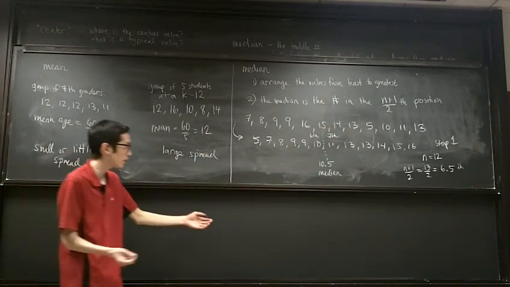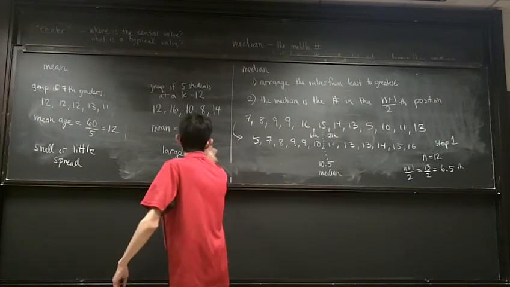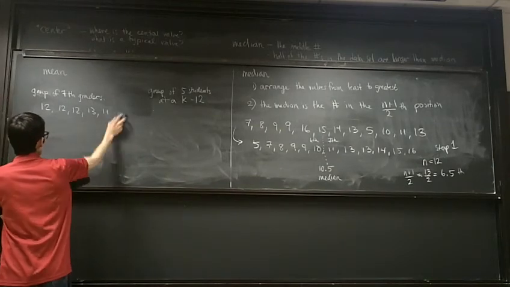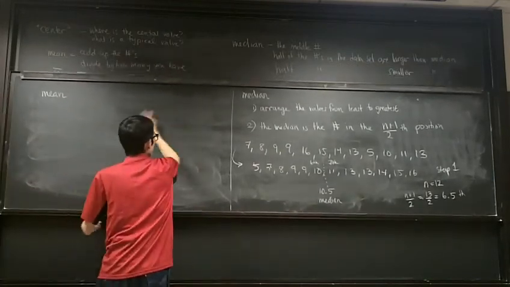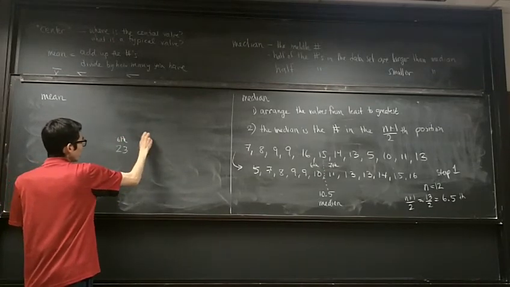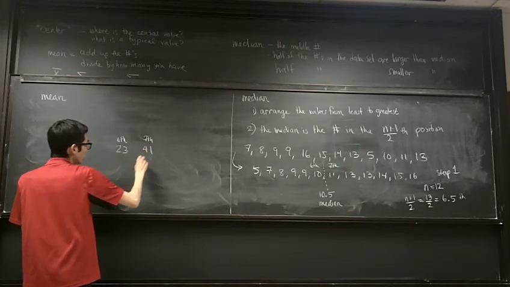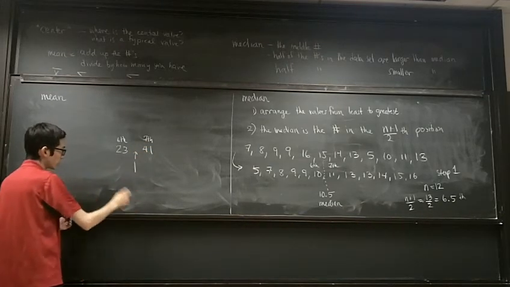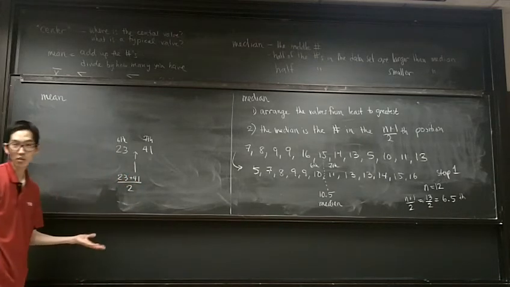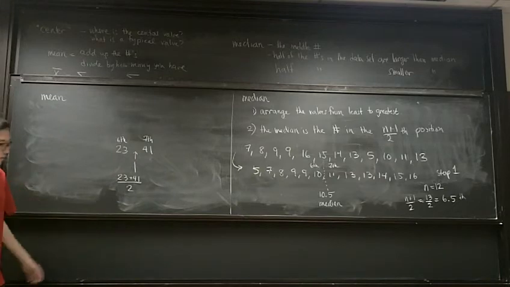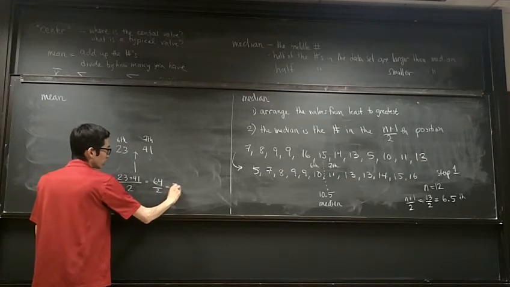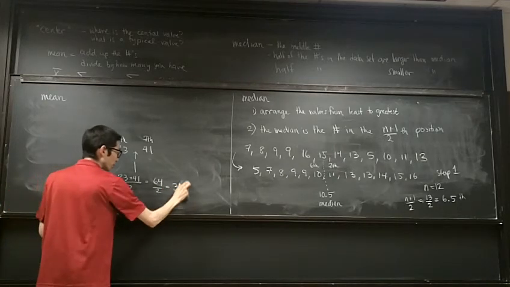But if your middle two numbers were 23 and 41, what's halfway in between 23 and 41? Well, that's a little bit tougher to do. So if your 6th number was 23 and your 7th number was 41, you do 23 plus 41 divided by 2. So you just take the mean of those two numbers. You get 64 divided by 2, it's not 36, it's 32.